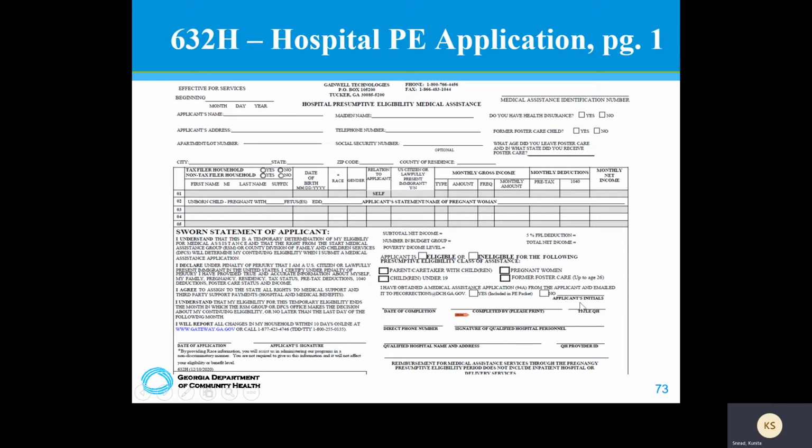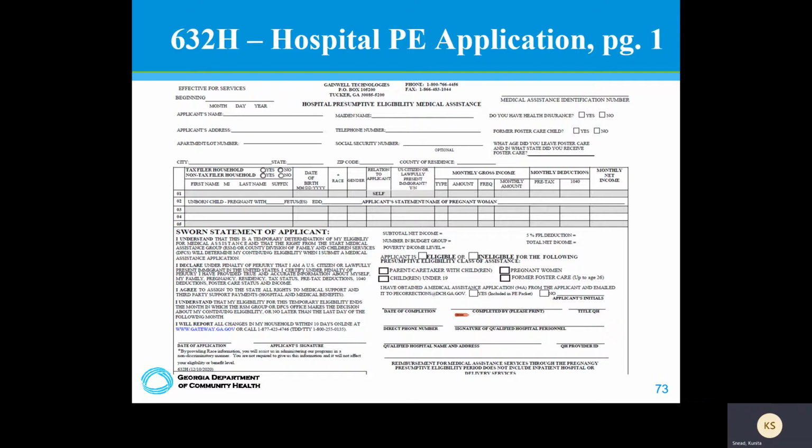And then your information down here needs to go at the bottom. You need to make sure you complete each field down here. The date, print your name, put your title, put your phone number, sign it, put the name and address of your hospital, and then your hospital provider ID number. So that is how to fill out the PE application.